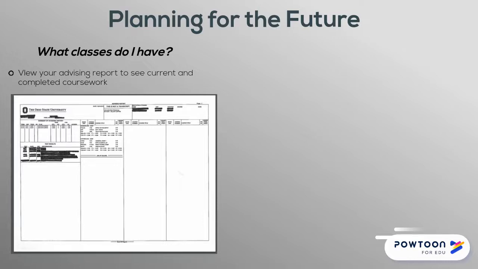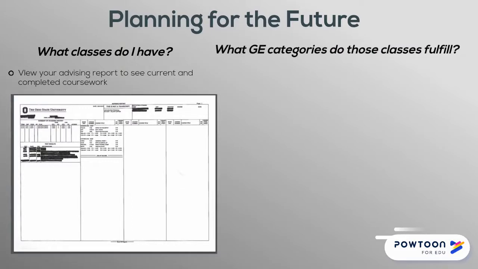If you have any technical issues, please call OIT at 614-688-HELP. Your next step is to look up each of the classes you have credit for and are currently enrolled in to see what GE, if any, they fulfill.